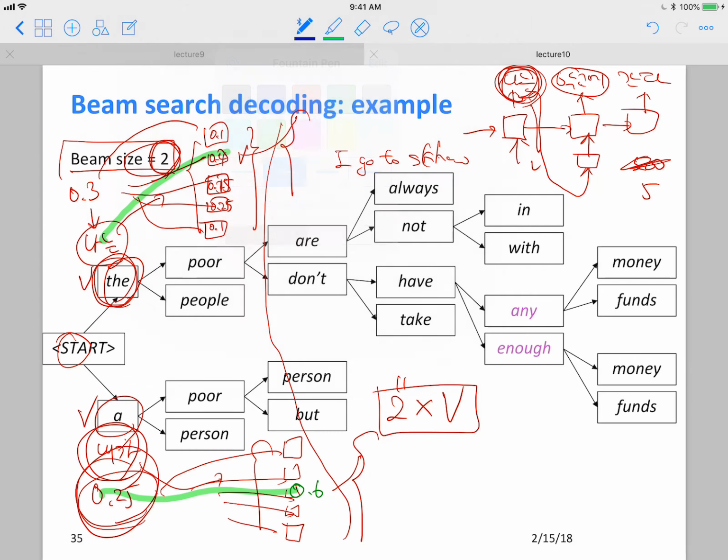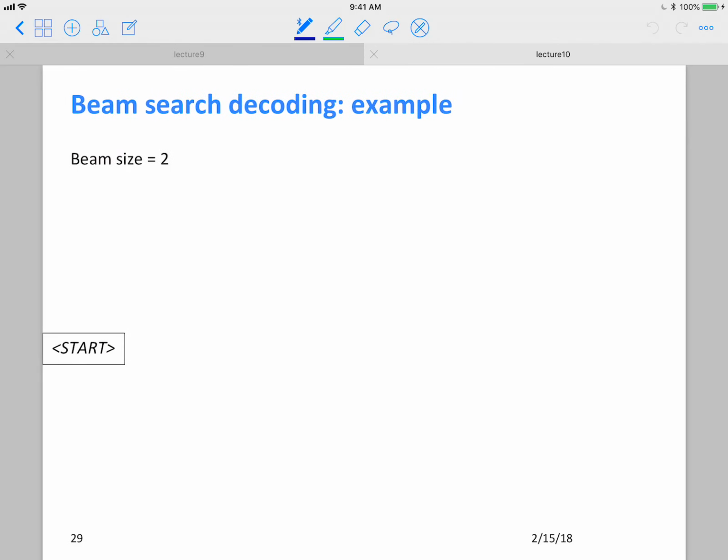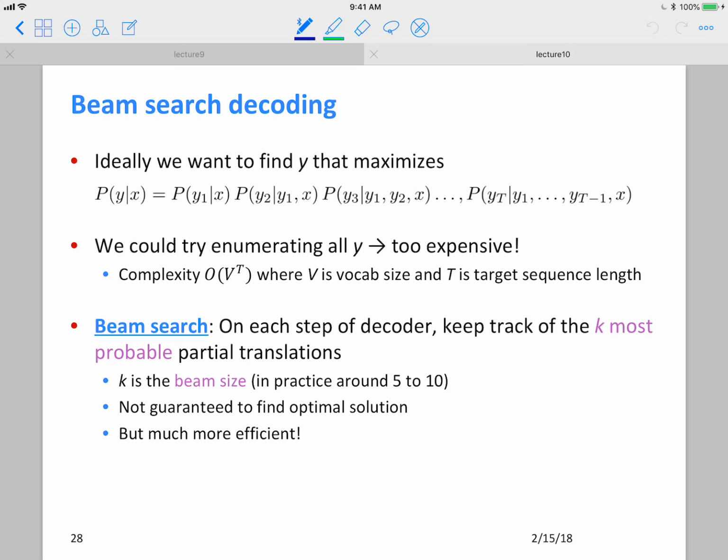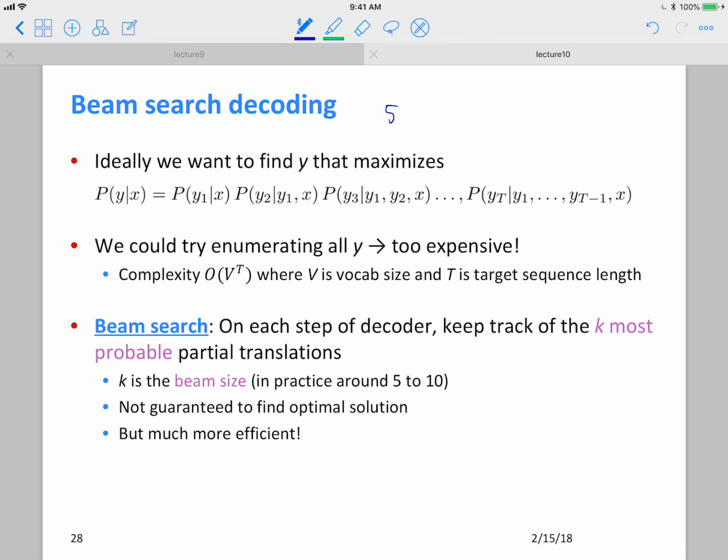So here the point is, in terms of computational complexity, let's see. When considering all these possible cases, if our vocabulary size was 5, and we consider all the possible cases, then it is 5 to the power of t, where t is the sequence length, right?